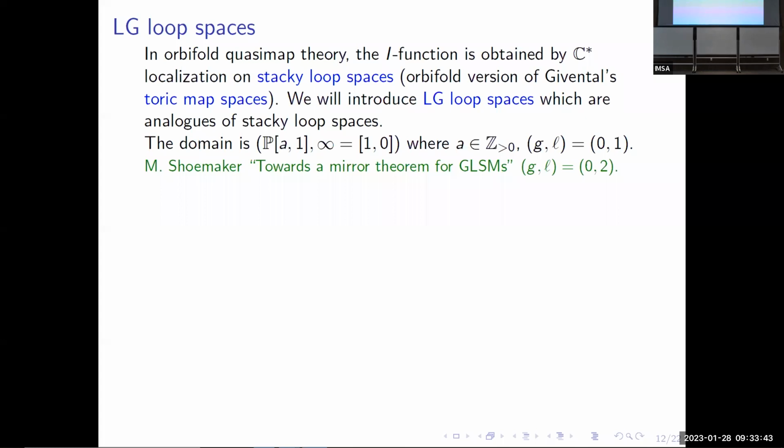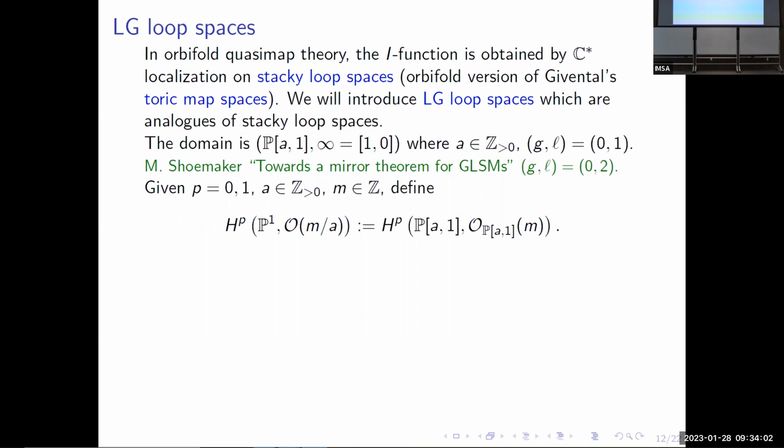So the domain will be a fixed domain, and it's just a teardrop. Mark Shoemaker has some other definition of the I function using two mark points. It will be convenient because we want to allow different A's. So we know that O(1) on P(1,A) has degree 1 over A, right? So it will be convenient to introduce this notation.